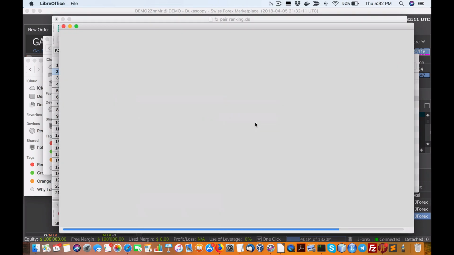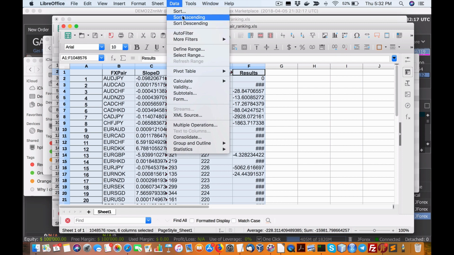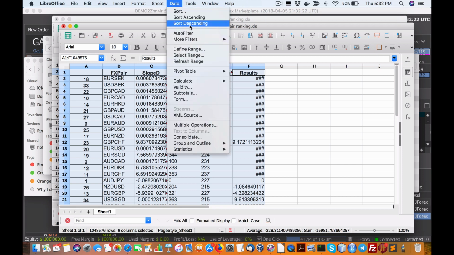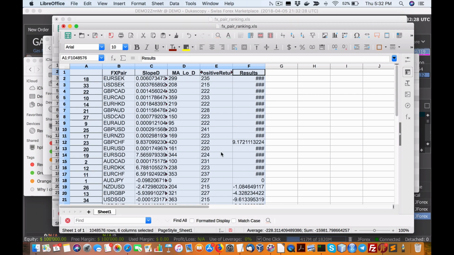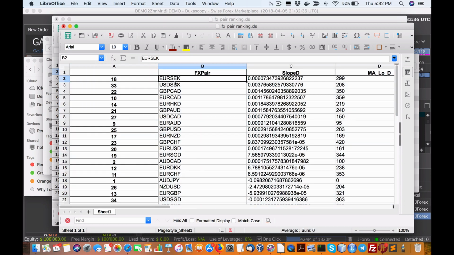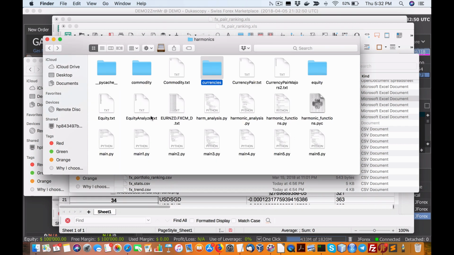Okay, so this will tell us the pairs that look pretty good. And we want to sort by F. Sort column F, descending. Okay, so here we are. I do distinctly remember the order here. It was the euro, Swedish krona, USD, Swedish, and British pound, Canadian. So do we have any patterns for this pair?